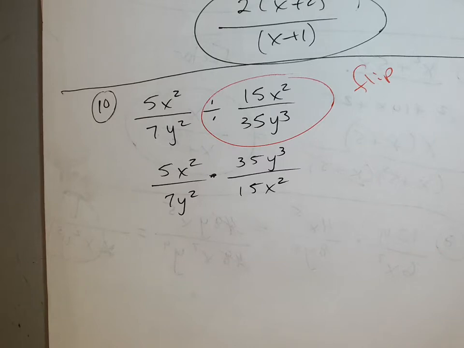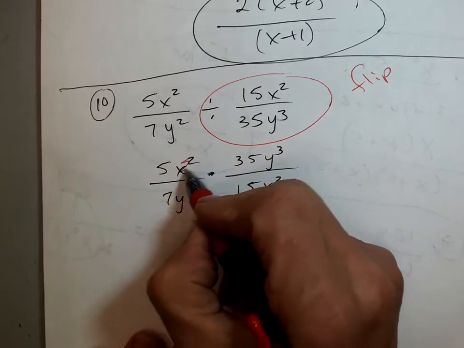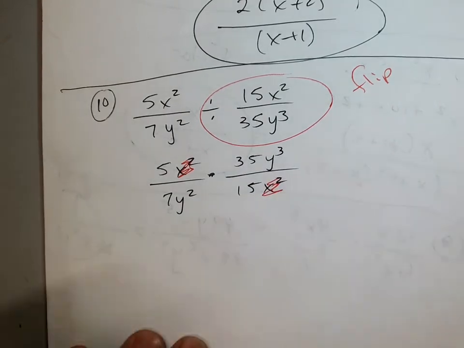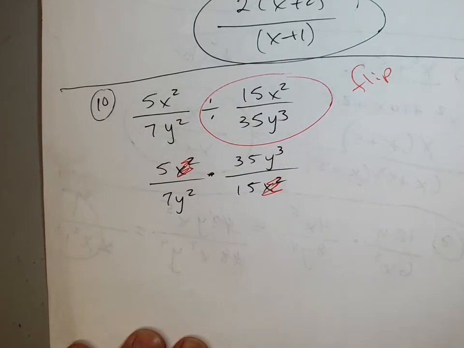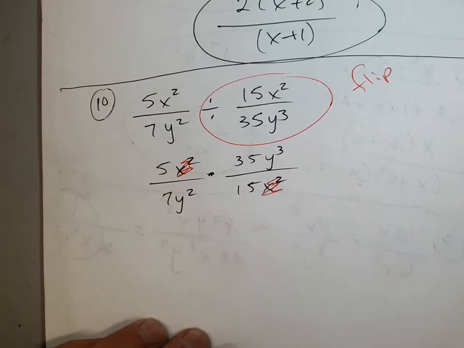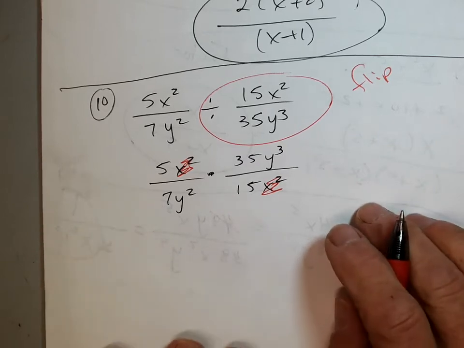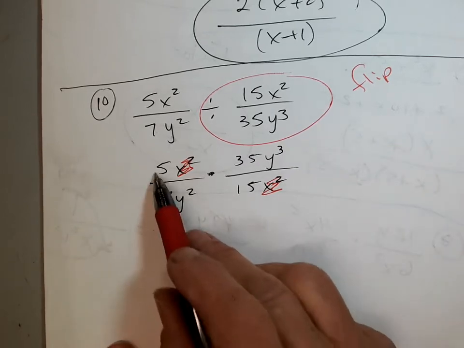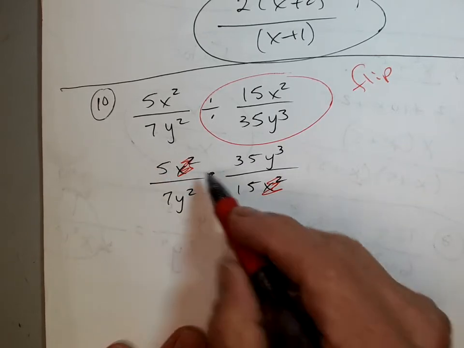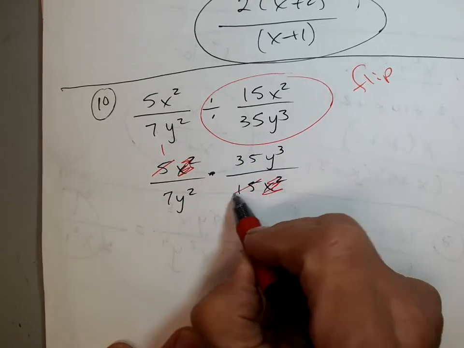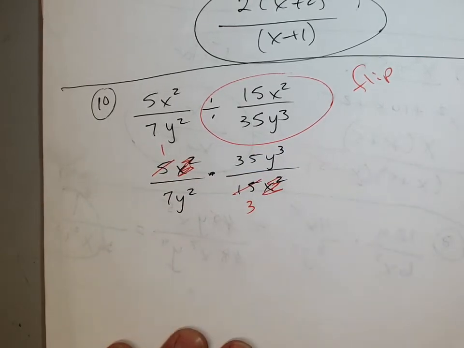To make it easy, do you mind if I just cancel these x squareds right off the bat? Do you see that? Right? Cancel that right off the bat. And then let's multiply. 5 times 35. Or I can cross simplify. You know, I like to cross. Can I show you cross simplification? It's so much easier. 5 and 15. Can you reduce 5 and 15? Yeah, to 1 and 3. You okay with that? It's so much easier to cross simplify.